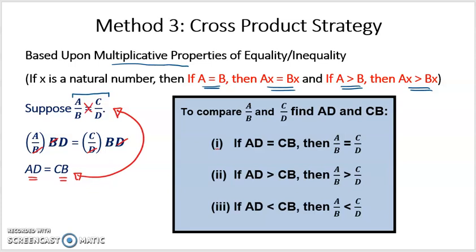So if you have two fractions, a over b, c over d, if ad equals cb, then the fractions are equal. If ad is greater than cb, then a over b is greater than c over d. And if ad is less than cb, then a over b is less than c over d. All right, lots of a's, b's, c's, and d's. Let's do this with an example.